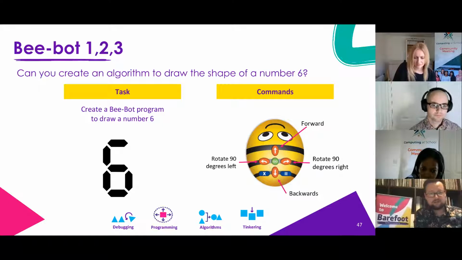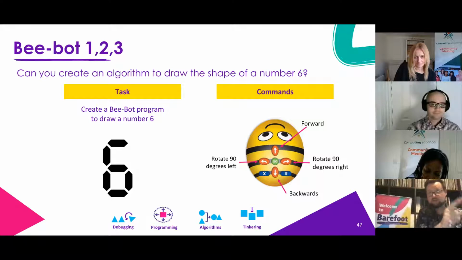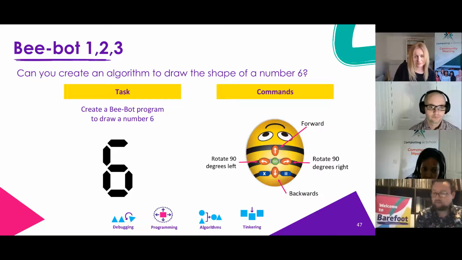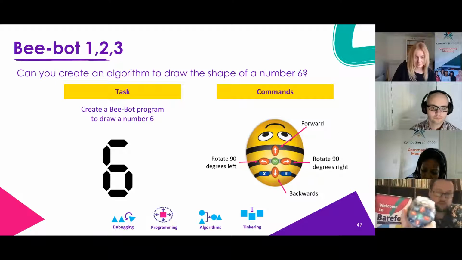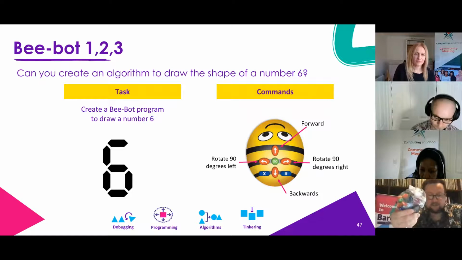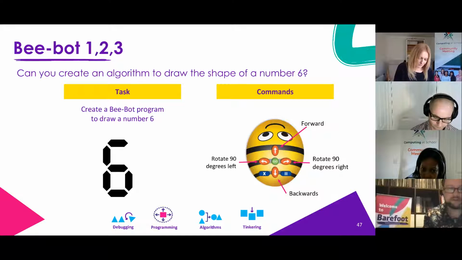You might write into the chat your algorithm is, you know, forward, forward, left, forward, forward. Or you might just do F, F, L. It's up to you. And just for anybody that's not familiar with the B-bots, just to let you know, the commands on here are that they move forward or backwards or rotate on the spot left 90 degrees or right 90 degrees.